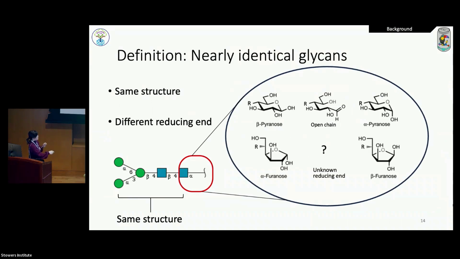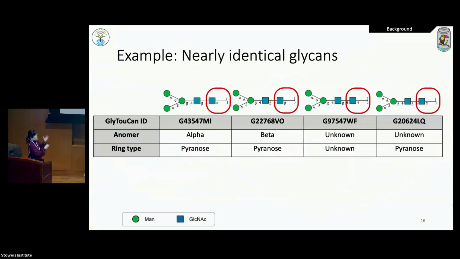There are also times when we don't know what the reducing end is. And so all these are given different GlyTouCan IDs because they're considered to be different glycan structures, especially by glycochemists. This is a specific example of how we have 4 different GlyTouCan IDs for what look like the same structure. We have issues with our image display. There are actually 2 different structures where the ring type of this monosaccharide is pyranose, but we don't know what it is for this one, etc.